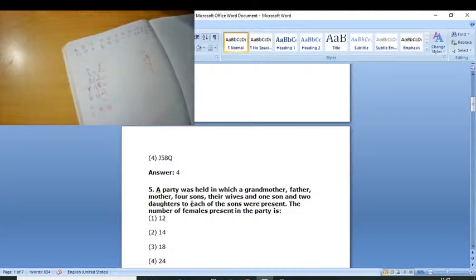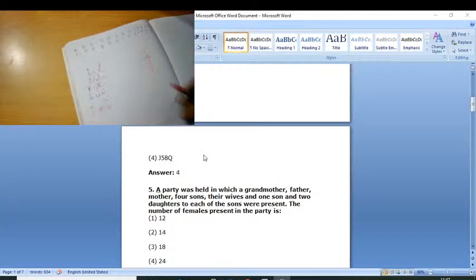A party was held in which grandmother, father, mother, sons, their wives and children, and all these people were there, and they want to find out the number of females present at the party. That is, certain people attended the program, so they want us to count how many women were present. We can write down all the direct ones first. That is, the grandmother is 1 and the mother is 2, and 4 sons and their wives. So 4 wives. So that is 6, and 2 daughters each.